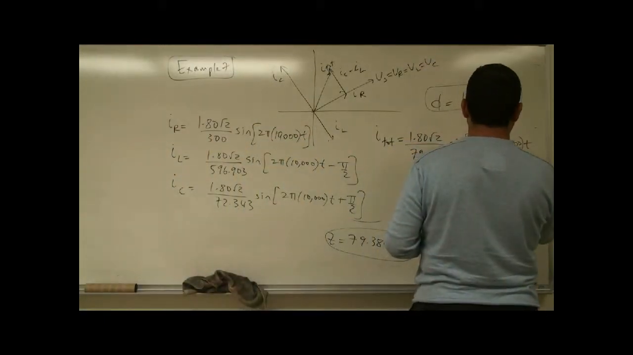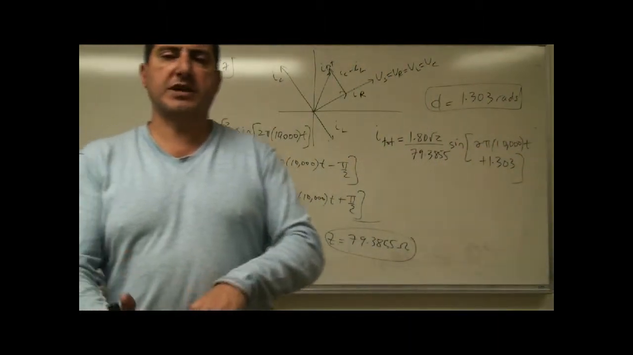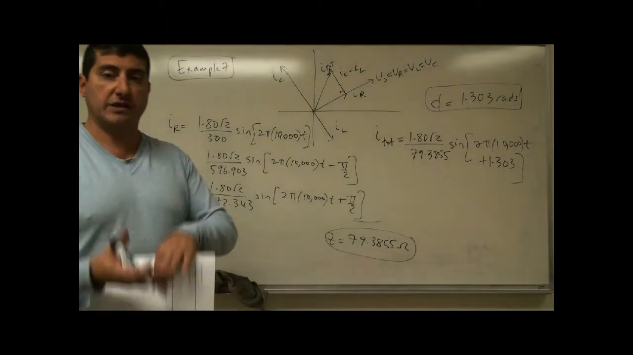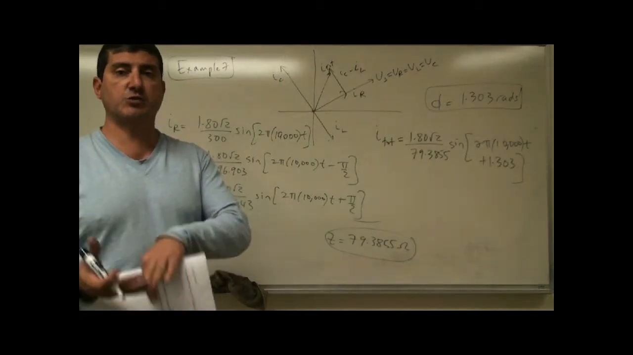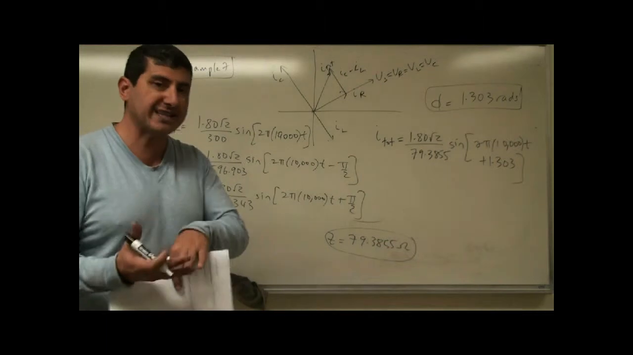Positive 1.303 rads. Now, if the question asks what an ammeter is going to read, if you put the ammeter in series with the resistor, or if you put the ammeter in the circuit with the inductor, what's the ammeter going to read?